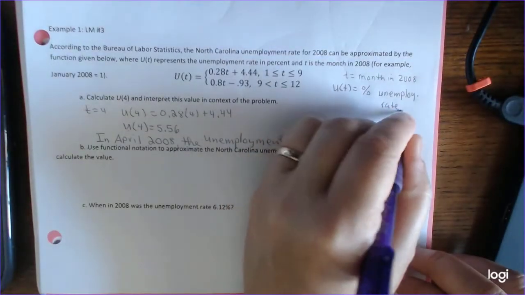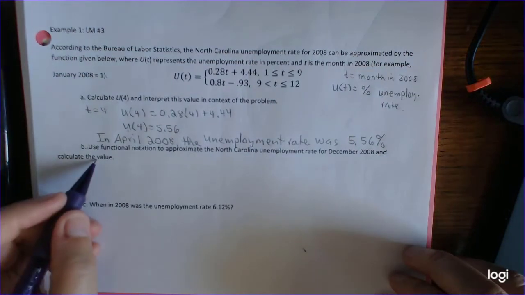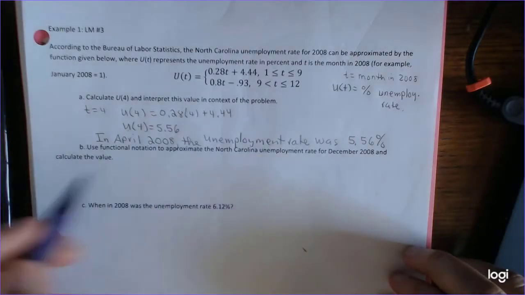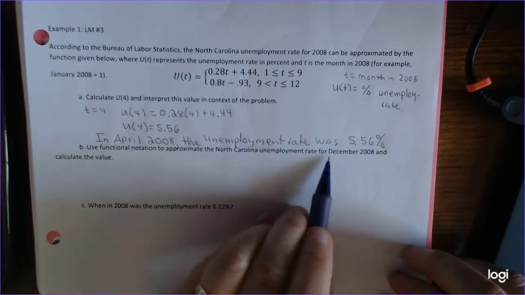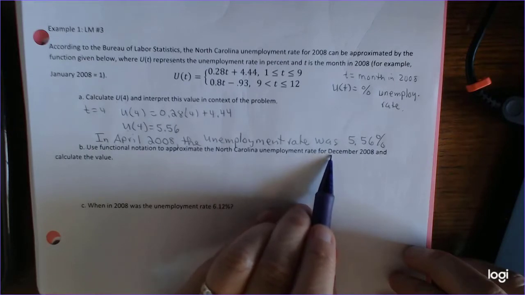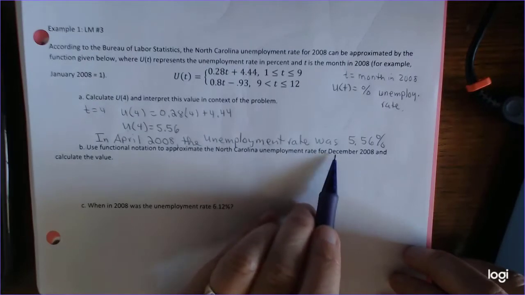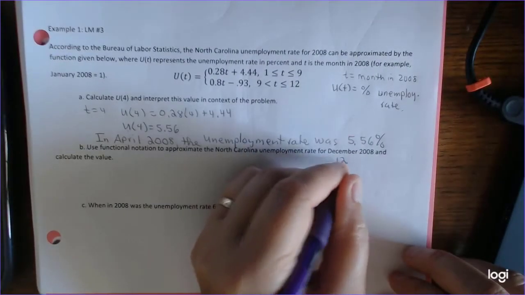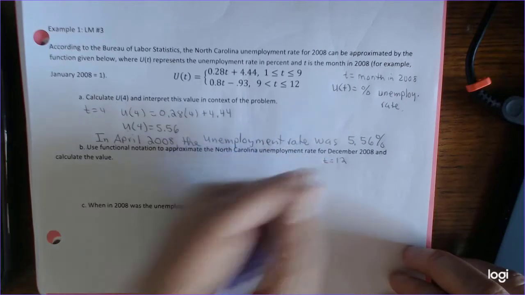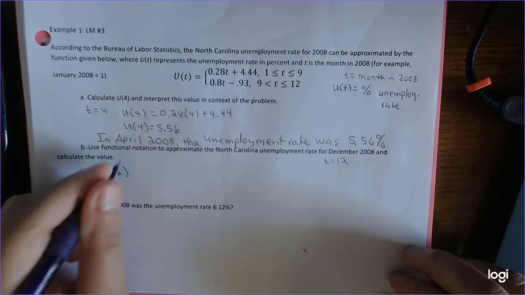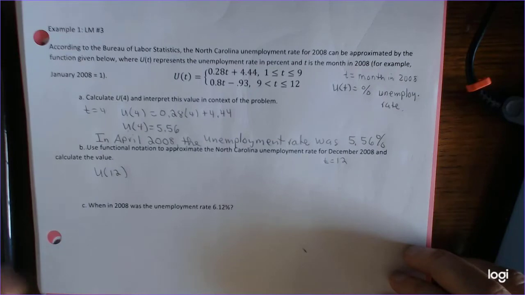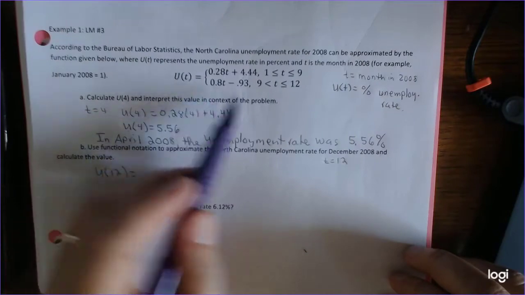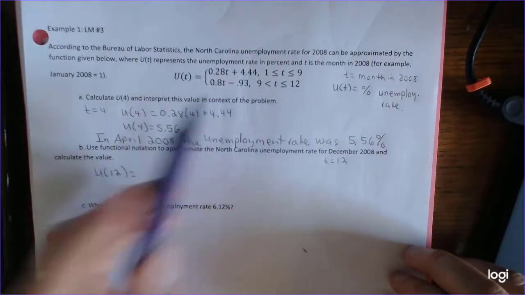That's right there. The next one, use functional notation to approximate the North Carolina unemployment rate for December 2008 and calculate that value. So now we're outside the function. We're in the real world. You have to know what to plug in. Well, December is the 12th month in 2008. So you're trying to find U of 12, and it says use function notation. So there's my function notation. Now you need to figure out which part of the function to use, and it says t is between 9 and 12. Use the bottom equation.